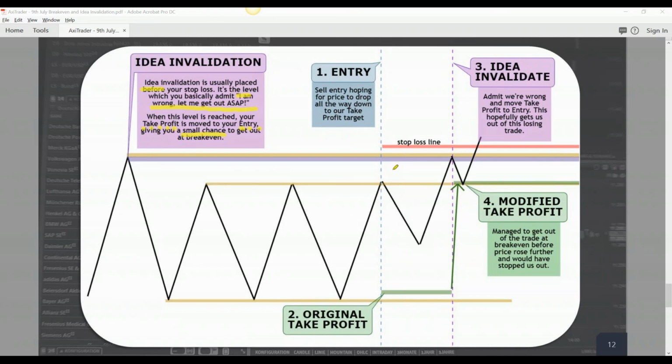Now, let me show you how this works. I'm just going to erase everything here. Now look at this. This is a big resistance level, right? And we can see that our idea invalidation level, if you can see in purple, is slightly below this big resistance level.